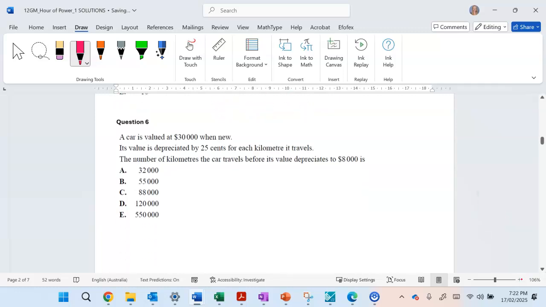Question 6. A car is valued at $30,000 when new. It is depreciated by 25 cents per kilometre. The number of kilometres the car travels before it depreciates to $8,000.